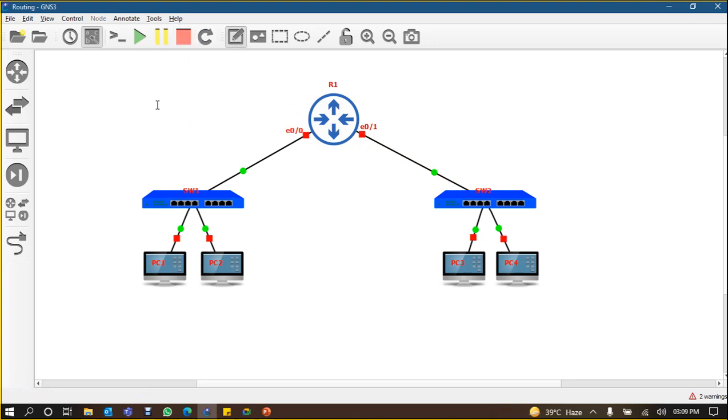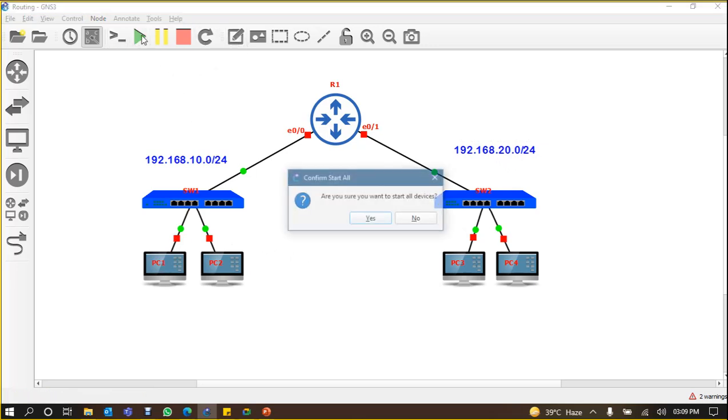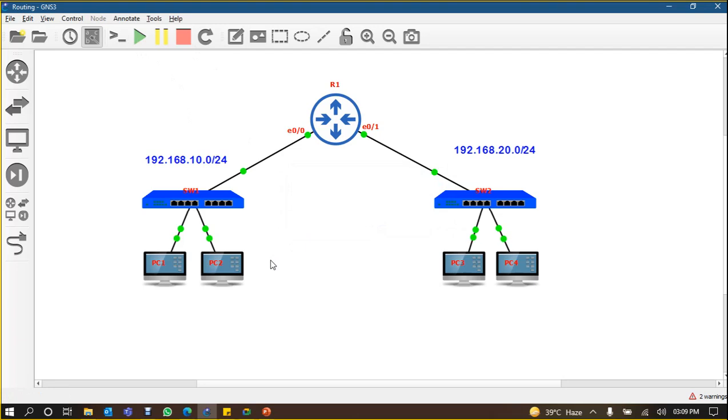Here we are using the 192.168.10.0/24 subnet, which is totally different, and here we are using the 20 network. So we can start the devices, and then we can take the console.